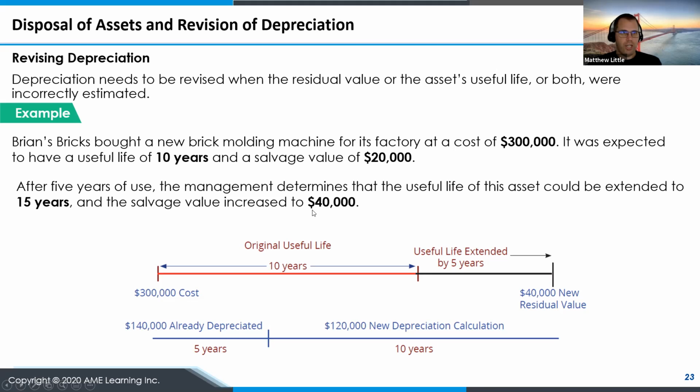Now our assumptions changed. So our $160,000 net book value, we have a residual value of 40 now. So we have $120,000 to amortize over the next 10 years. 5 years has passed. We think 15 in total. So we would take the remaining balance and just straight line it over the next number of years. You don't go back and readjust.